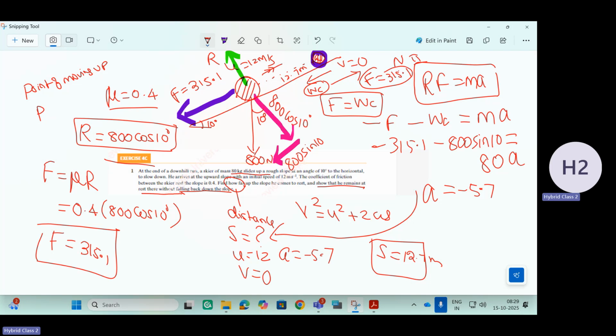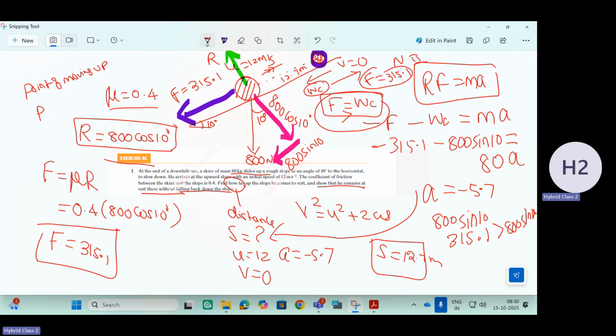Okay. So now check 800 sine 10. If he has to stay there, it's not required that the weight component and friction be equal. Friction should either be equal or greater than the weight component. In that case, he will remain there. Correct? So if it is equal or greater, in both cases he will remain there. So 800 sine 10 degree and friction 315.1. Our friction is greater than 800 sine 10, which means he will remain there without falling down.